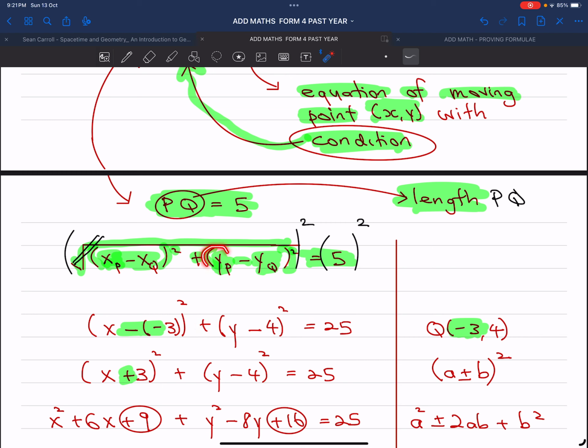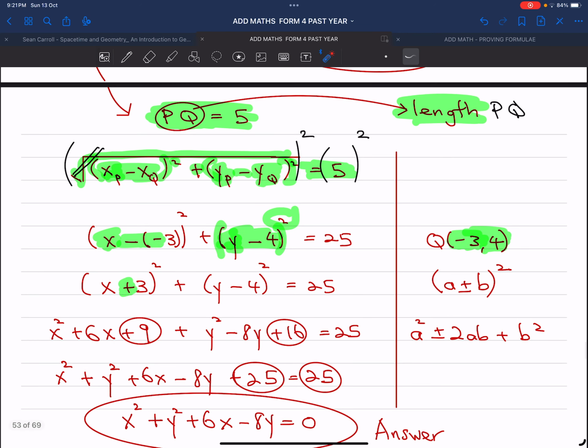y_P, I label as y, minus y_Q. y_Q is 4 over here. So minus 4, don't forget, it must be in brackets and it must be squared. On the right hand side, 5 squared is 25. Next, we are going to expand. If you see here, minus and minus has become plus, so be careful.